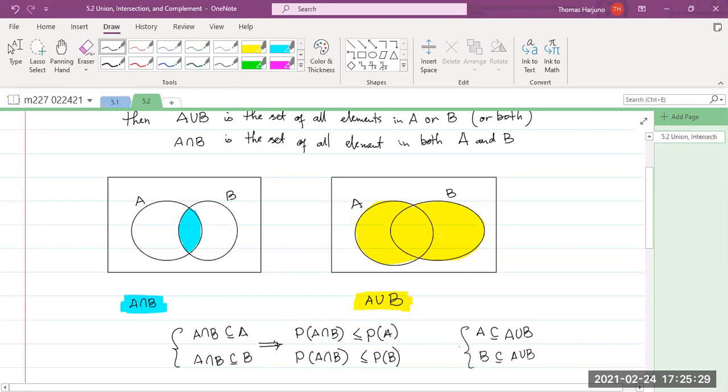Consequently, the probability of A must be less than or equal to the probability of the union. The probability of B must be less than or equal to the probability of the union as well.